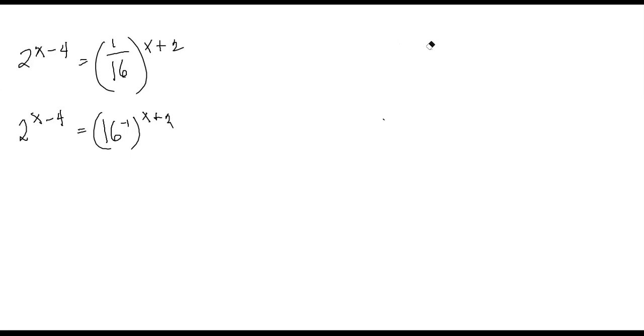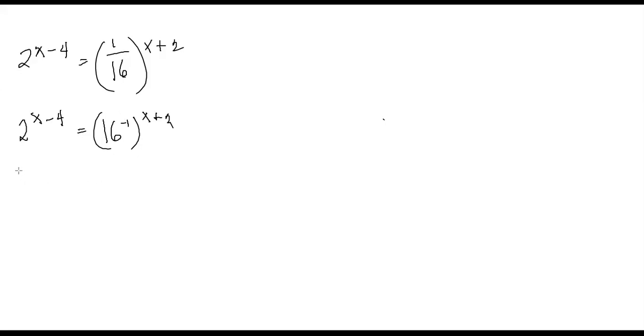O, anong gagawin natin para pareho ng base? Hahanap tayo ng common base, tama? Yun na yung laging hint natin. Kapag prime number ang base ng isang side ng equation natin, more probably, yun na yung common base. In this case, 2 ito siya. So, 2 na yung common base. Ngayon, ano kaya yung magiging possible power or exponent ng 2 para makakuha tayo ng 16?